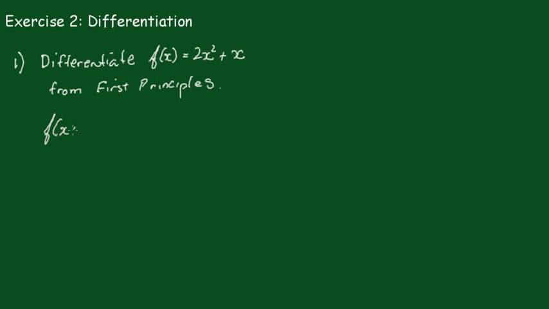So f(x + h) is equal to 2 outside of (x + h) all squared plus (x + h), just replacing the x with x plus h. Removing those brackets, we get 2x squared plus 2xh plus, times 2, which is 4xh, plus 2h squared plus x plus h.